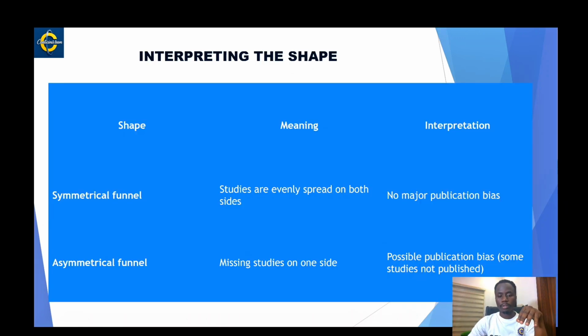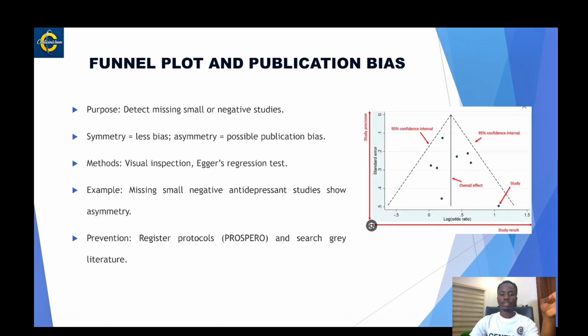This is what it entails. So now there are two types of funnels. We've got a symmetric funnel and an asymmetric funnel. What the symmetric funnel shows us is that the studies are evenly spread on both sides. So let's go back to this chart here now.